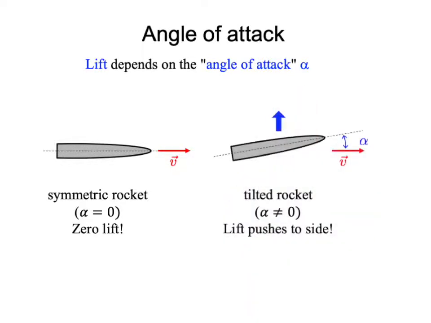But if the rocket is flying through the air but is tilted with respect to its motion, its center line is at an angle with respect to the direction of its motion, then that angle, alpha, is called the angle of attack, and it's not 0. And if the angle of attack of the rocket is not 0, then it makes sense that there can be a lift force pushing the rocket to the side.